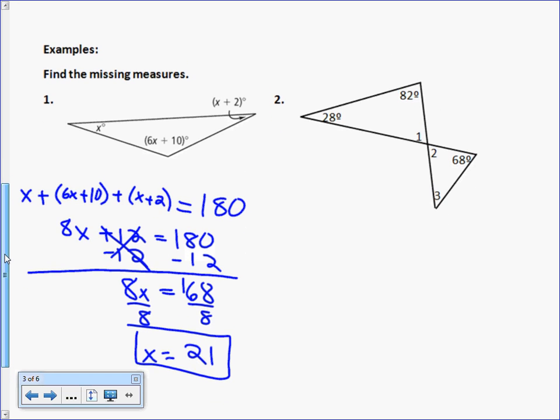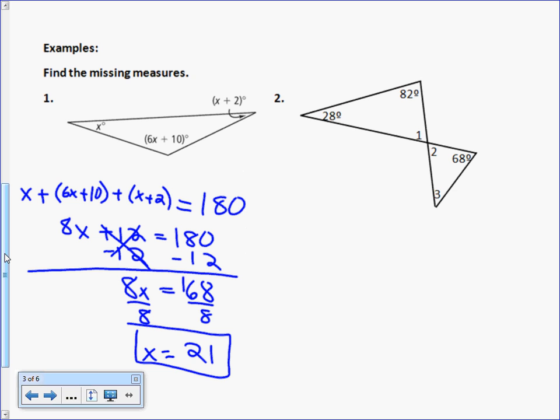But it's actually asking us to find the angle measures. If x is 21, this angle should be easy. This is 21 degrees. x plus 2, that's 23 degrees. And then plug in, so 6 times 21 would be 126, plus 10 would be 136. So that's 136 degrees. All right, one more example over here with just some angle measures.